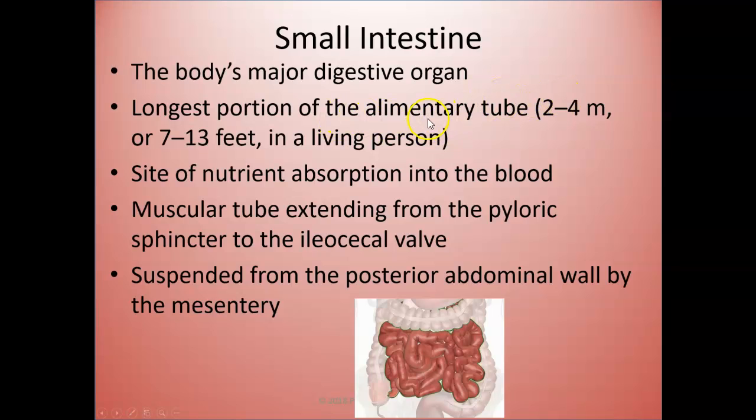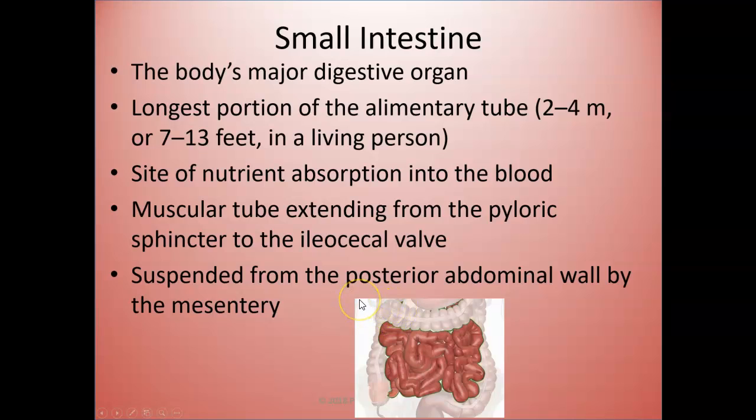It's the longest portion of the alimentary canal, on average about 7 to 13 feet in a living person. It's called the small intestine because it's smaller in diameter than the large intestine. So in the image here, you can see the small intestine here is narrower than that. That's the large intestine there. It's a major site of nutrient absorption, and it extends from what we call the pyloric sphincter at the bottom of the stomach to the ileocecal valve, where it joins with the large intestine there.